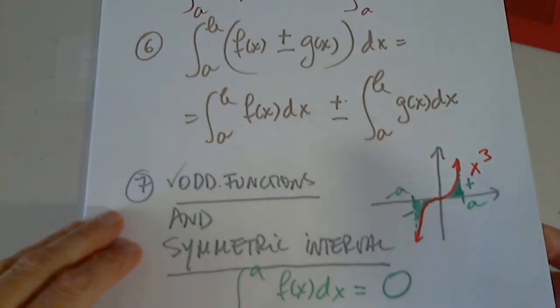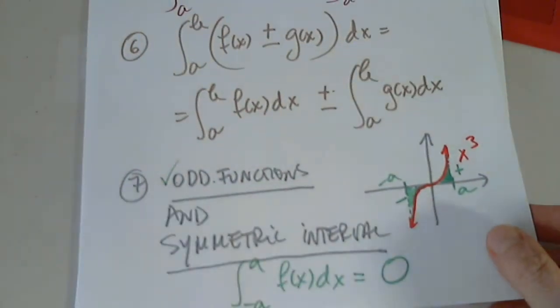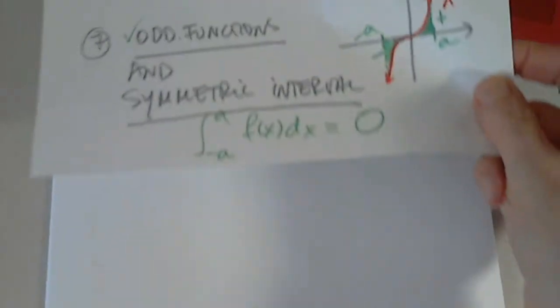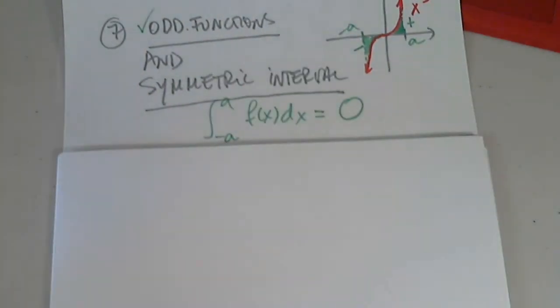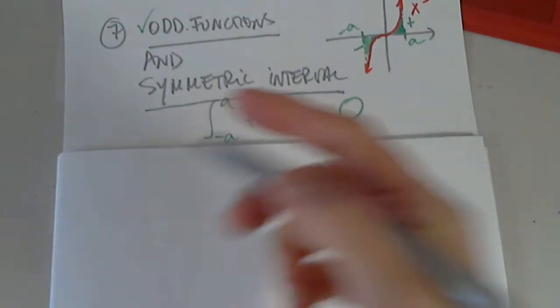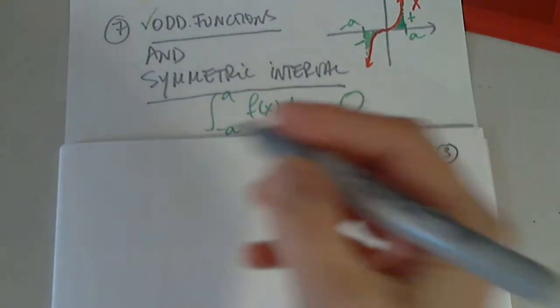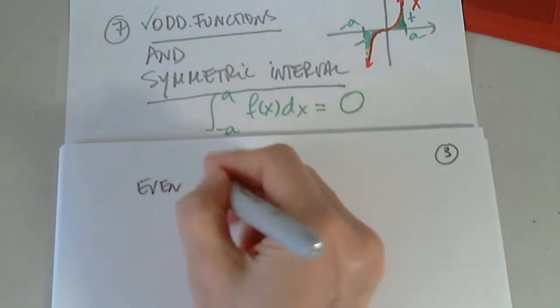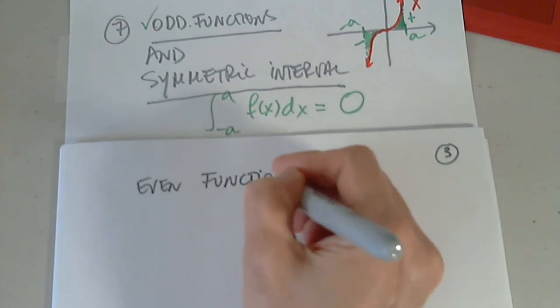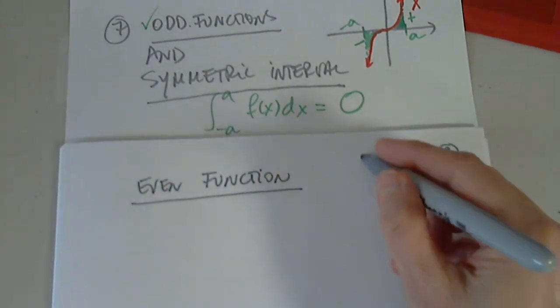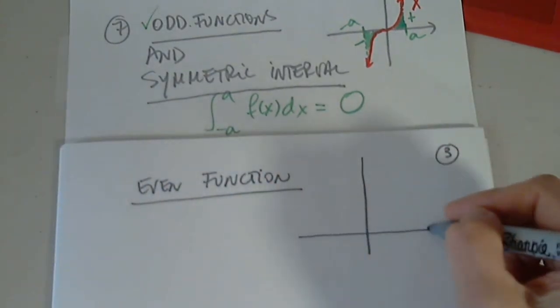Very good, awesome. Now, also let's look at what happens with an even function on a symmetric interval. So still on the same interval, let's look at an even function. Here's a graph of an even function. We know it very, very well.